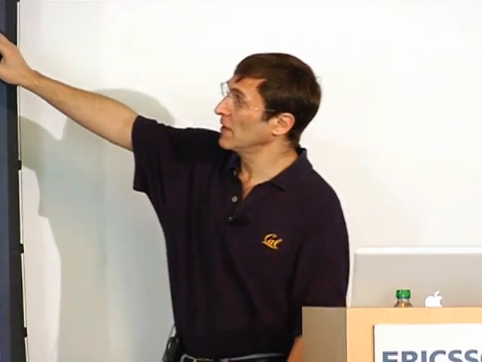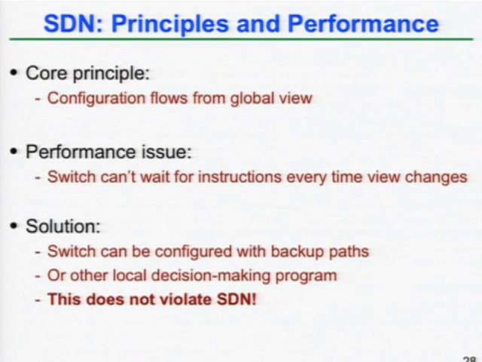So let's think about what the fundamental principles are of software-defined networking. The core principle is that the configuration flows from the global view. That is, you look at the global view, you figure out how you want the network configured, and then you instantiate that configuration. You have lots of performance issues. For instance, every time the network changes, you can't wait for the view to change and then the controller to come back and instantiate new state to respond to it. So you need to do things like configure backup paths or other local programs that would respond to local state and change.